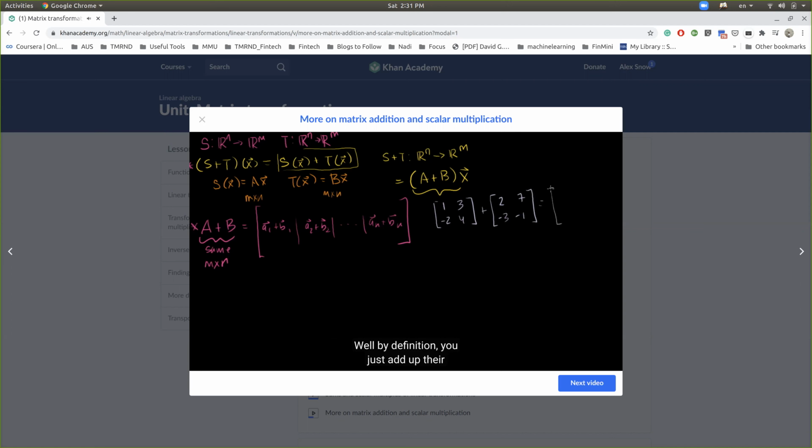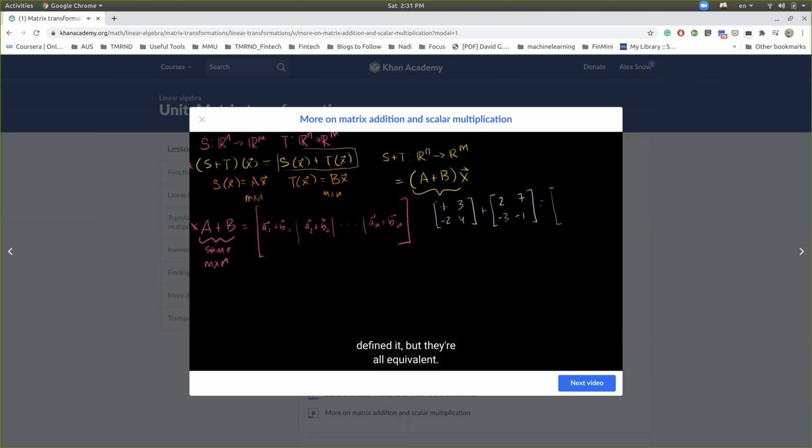Well, by definition, you just add up their corresponding columns. You add up the first column. When you add up the corresponding columns, what happens when you add up two columns, two vectors? Well, you just add up their corresponding entries. So essentially, when you add up two matrices, you're just adding up all of the corresponding entries. I'll talk about it in this way just because that's how I define it, but they're all equivalent.